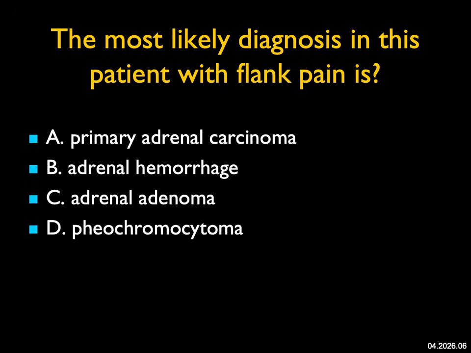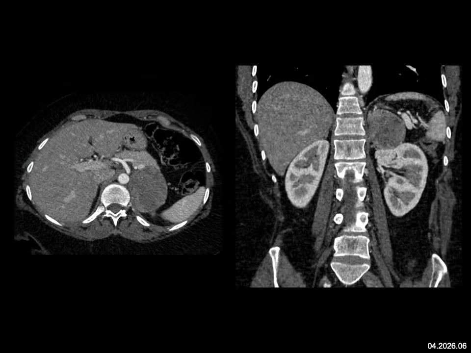The most likely diagnosis in this patient with flank pain is a large mass in the left adrenal gland. It doesn't have the look of classic hemorrhage. Could it be an adenoma? We've seen atypical adenomas, but I would never call this an adenoma.